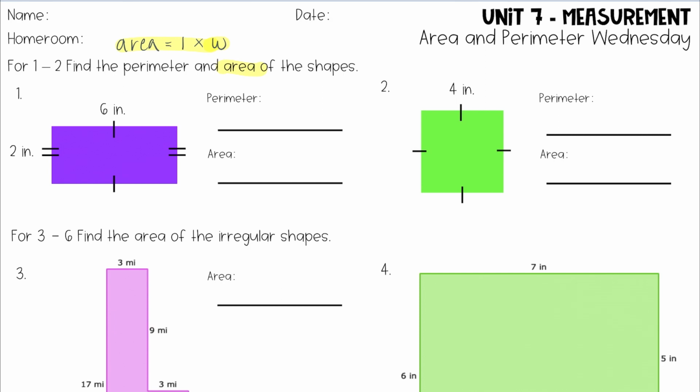So we remember from third grade that area is length times width. And area is the measurement of the inside of a shape.